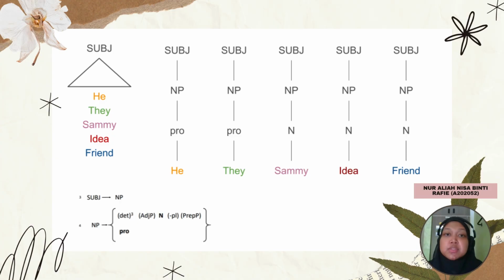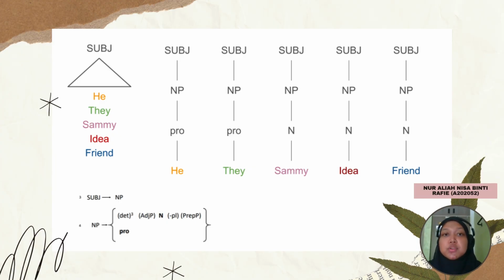These tree diagrams can be considered complete, especially noun phrases only containing pronouns, because pronouns cannot be accompanied by any other words. Unlike nouns, although it can stand on its own, noun phrases containing nouns can still be accompanied by words that are determiners, adjective phrase, plural, and prepositional phrase. These examples will be given by my other group members.